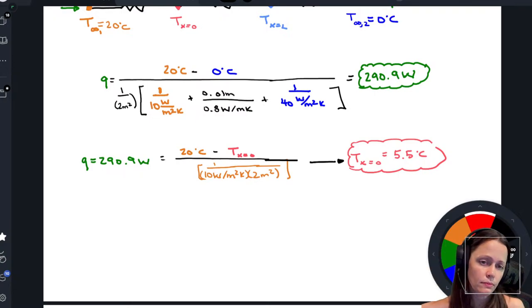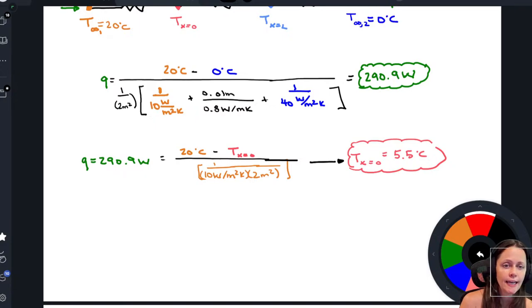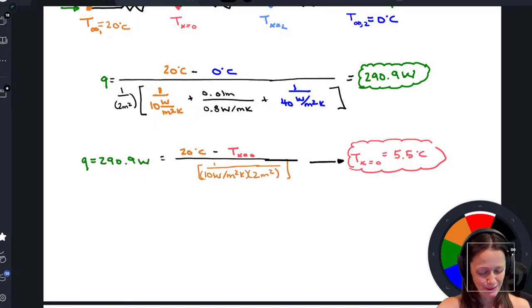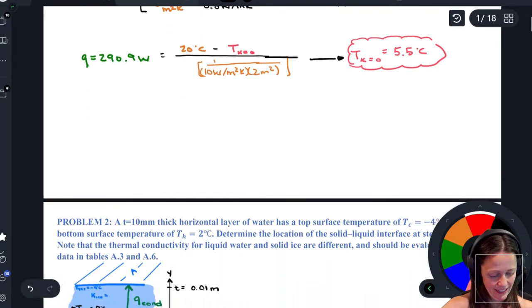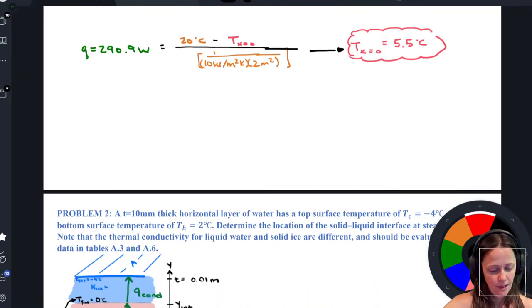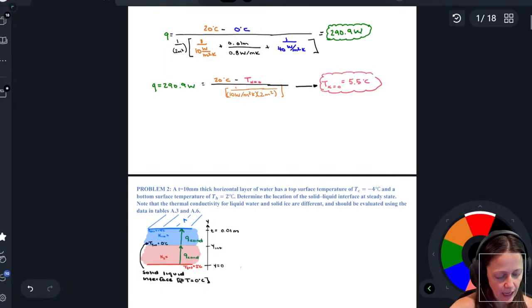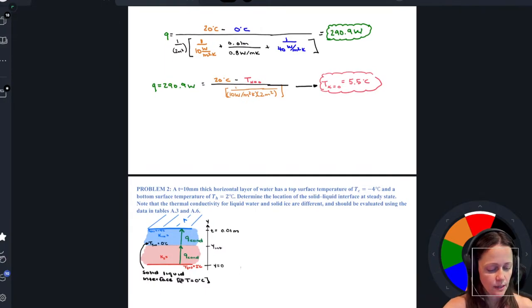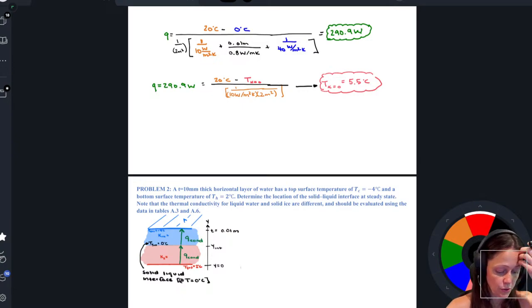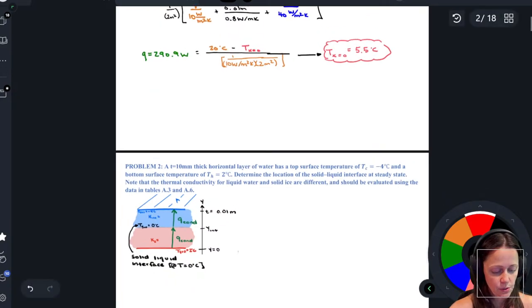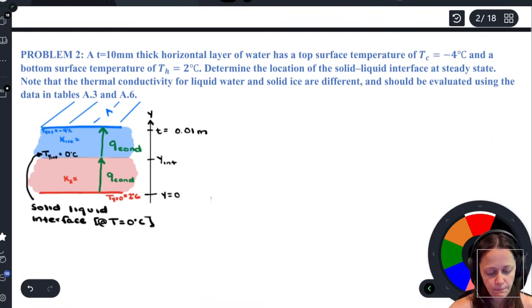Righty. So the next thing that I need is problem two. Let's go to that one. All right. So problem two, we have a 10 millimeter thick horizontal layer of water that has a top surface temperature of negative 4 degrees and a bottom surface temperature of 2 degrees. So I'm going to zoom in here and look at this.